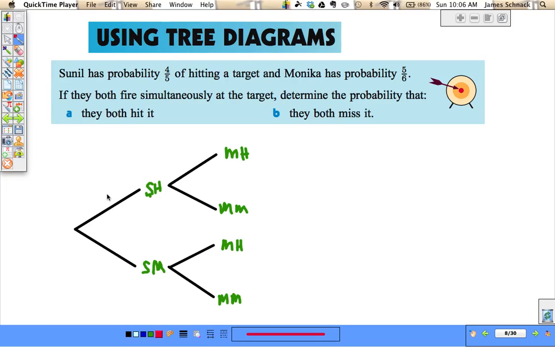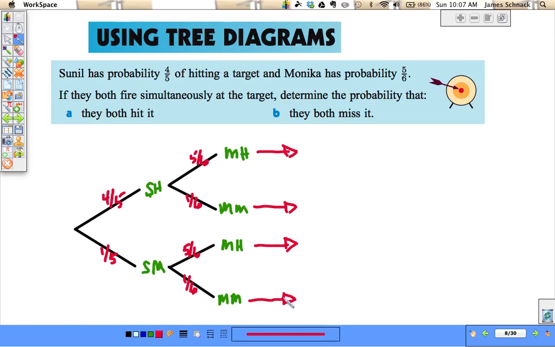So probability of a hit is 4/5, so I'm going to label that branch 4/5. Of a miss would then be 1/5. Probability that Monica hits is 5/6, and that Monica misses is 1/6. So 5/6, 1/6. And what we can do is we can now follow these branches out to calculate the probabilities of everything in the sample space.